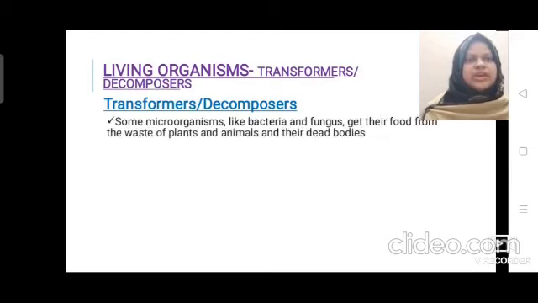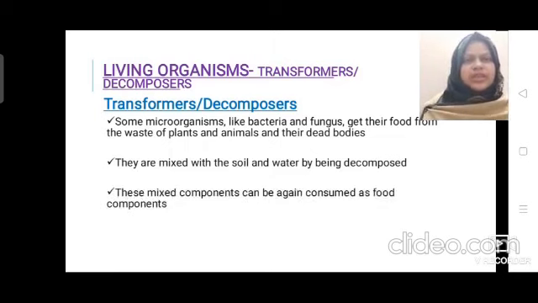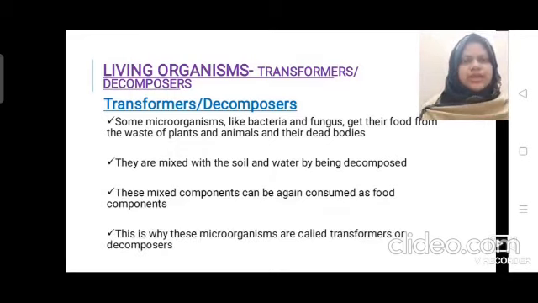Now, decomposers. Some microorganisms like bacteria and fungus get their food from the waste of plants and animals and their dead bodies. They are mixed with the soil and water by being decomposed. These mixed components can be again consumed as food components. This is why these microorganisms are called transformers or decomposers.